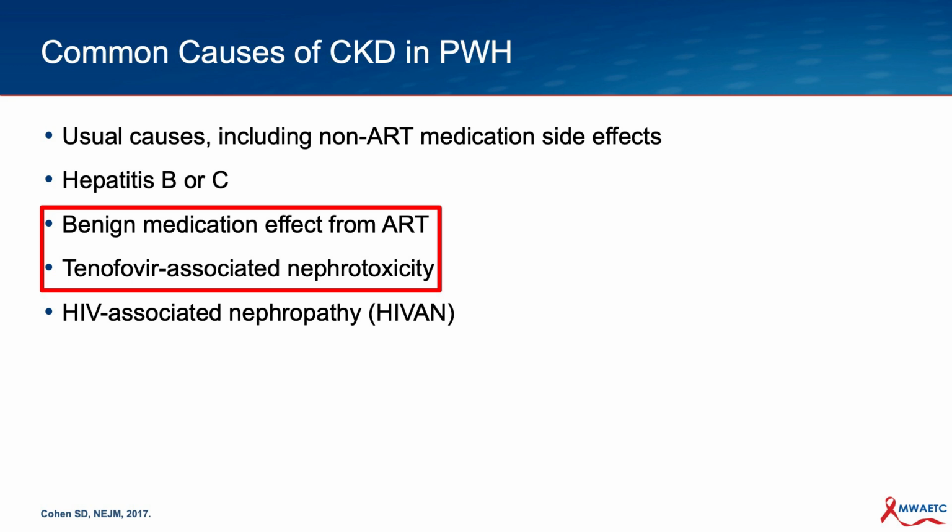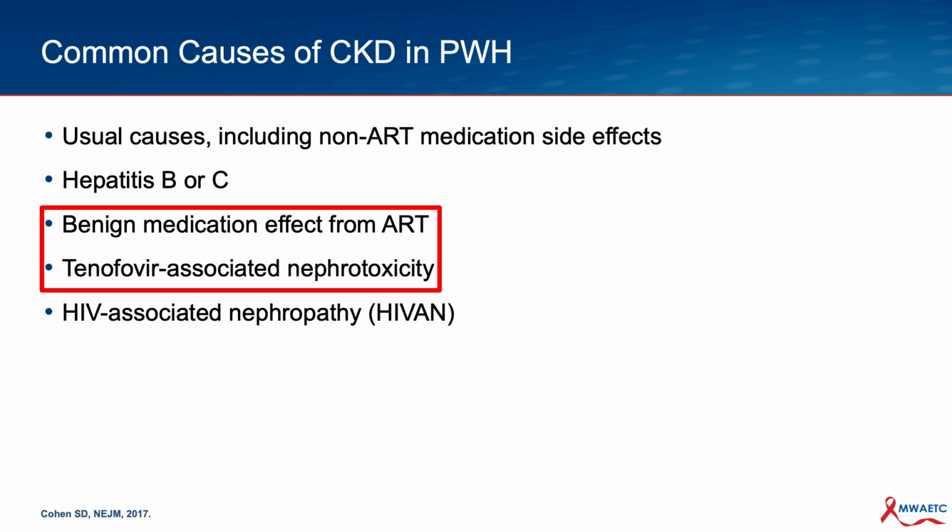So what are some common causes of CKD in persons with HIV? And that's what I'd been thinking about with this patient whose creatinine ranged again from 0.9 to like 1.3, 1.4, and then most recently was up to 1.8. So there's the usual causes of renal failure, including non-ART medication side effects, such as NSAIDs, etc., hepatitis B or C, benign medication effect from ART. This is kind of a misnomer here. It's not actually a cause of CKD. It's a cause of creatinine elevation, tenofovir-associated nephrotoxicity, and HIV-associated nephropathy.